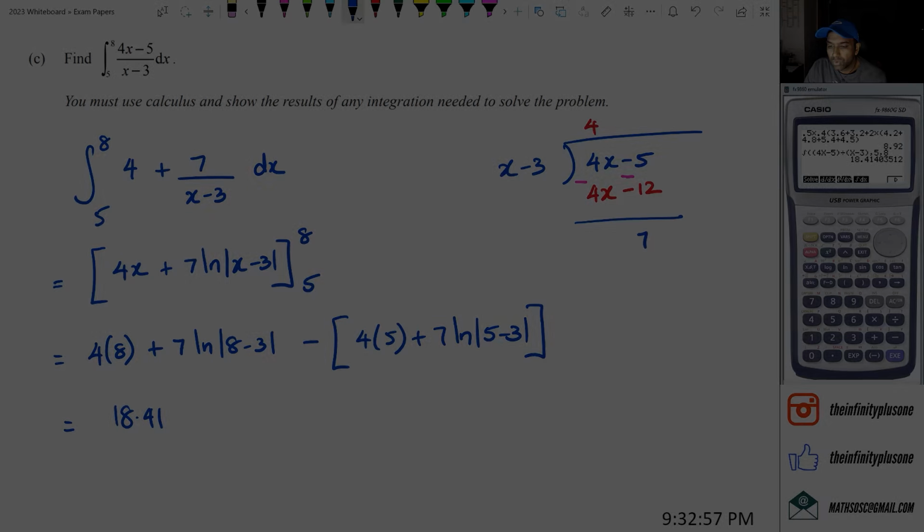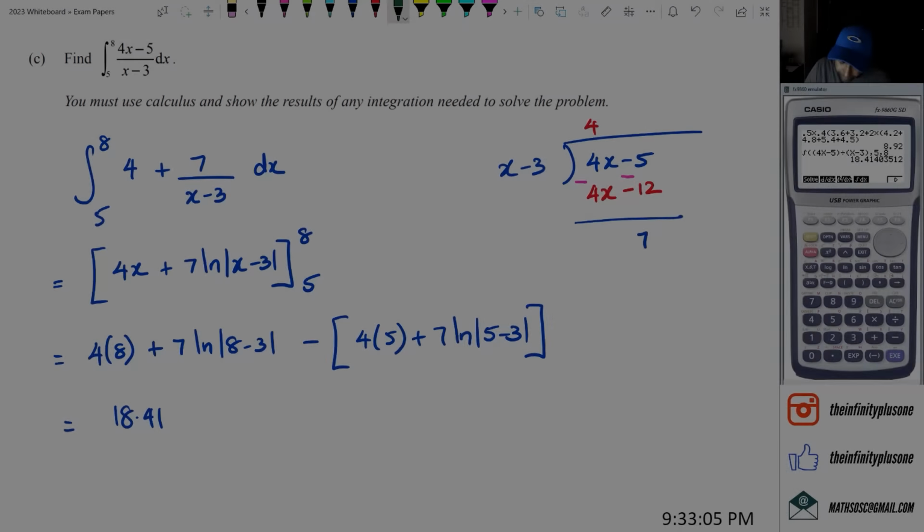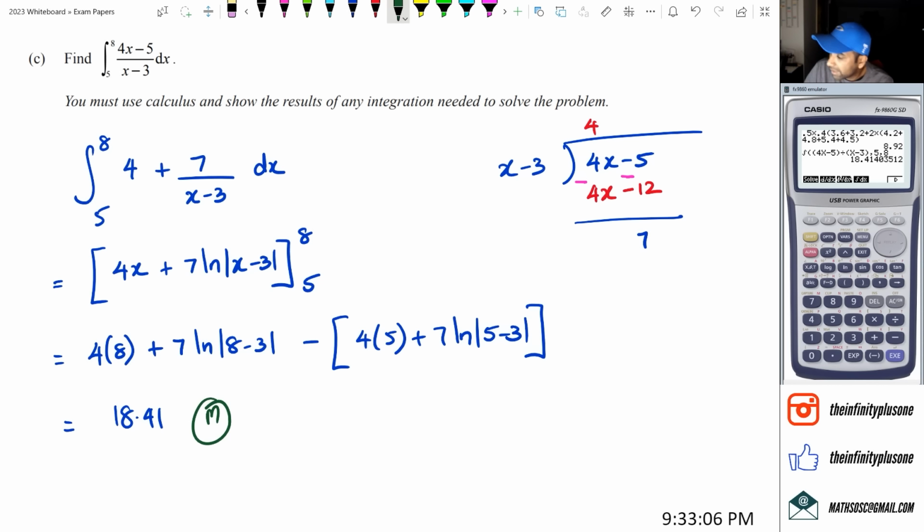And like I said to you before, if I look at the answer schedule, 18.41 is the final answer, and that actually gives you a merit grade. And the part where you write the correct integral gets you an achieved. So the part that's important is actually this line here, which is what's going to get you an achieved grade for that.